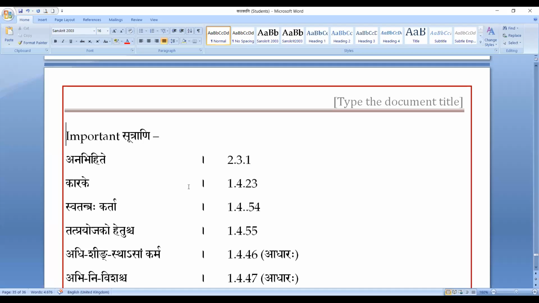Please, when I ask, unmute your mic and respond. These are the important sutras we saw in the context of Karakam. I explained Karakam in the previous classes elaborately.